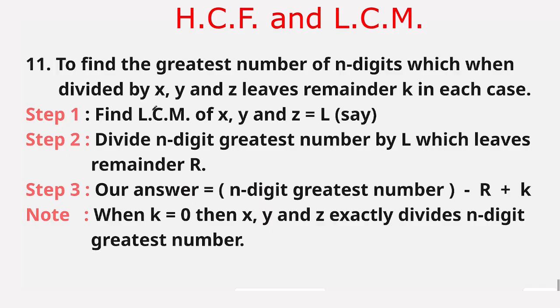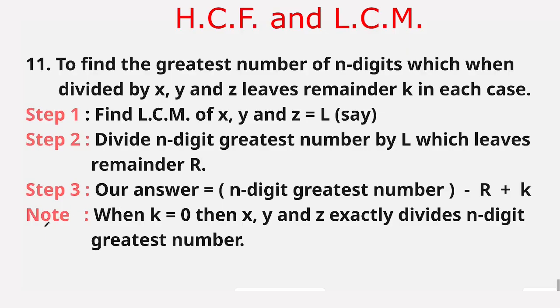Now how to solve this type of questions? Step 1. Find LCM of x, y and z. Say it is equal to L. Step 2. Divide n digit greatest number by L, which leaves remainder R. Step 3. Our answer will be equal to n digit greatest number minus R plus k.